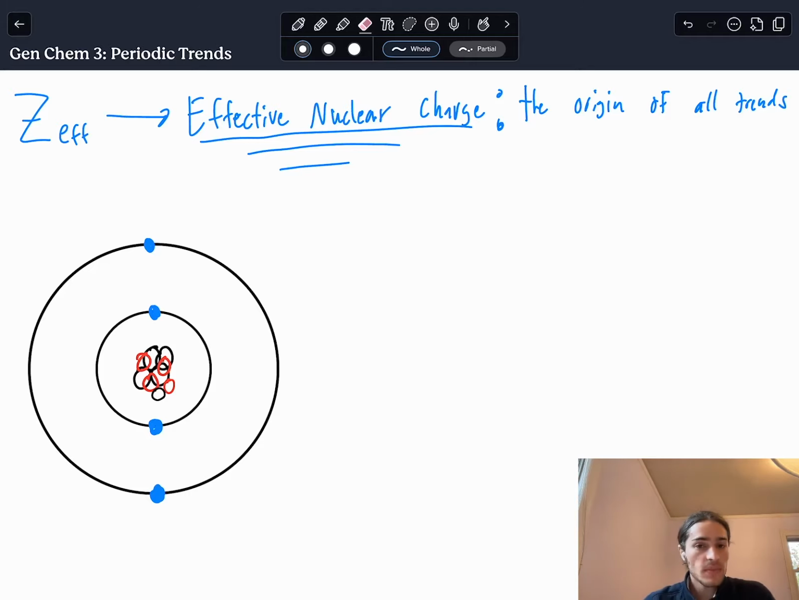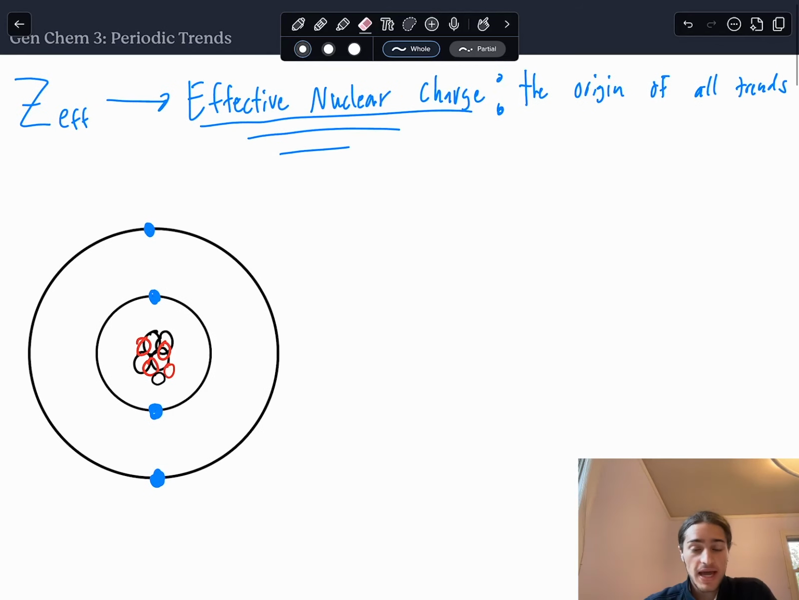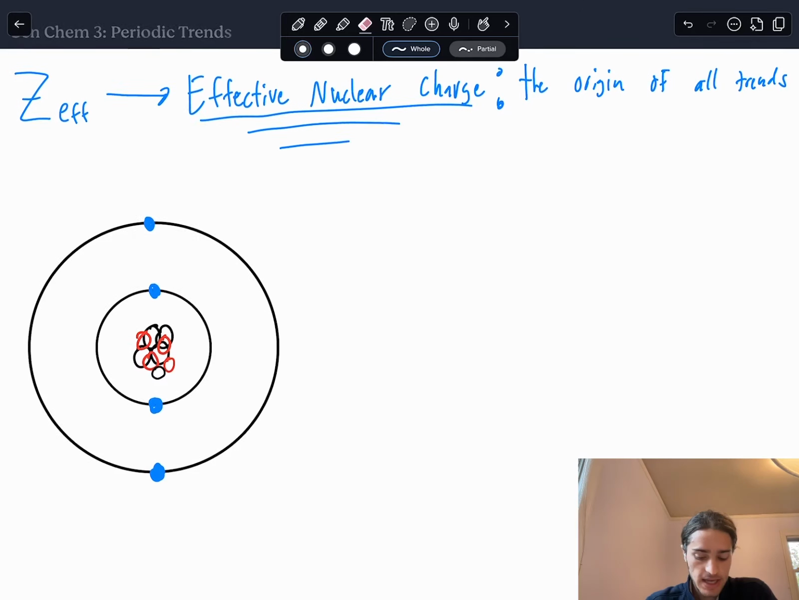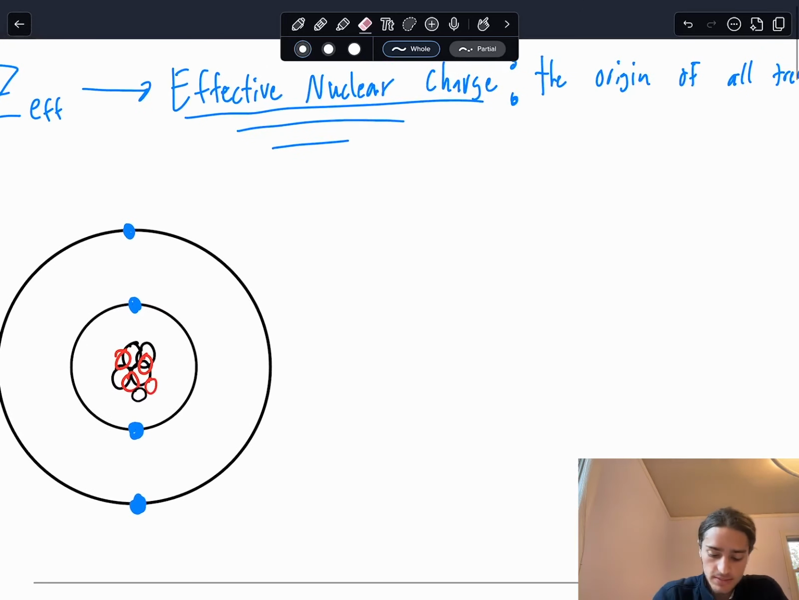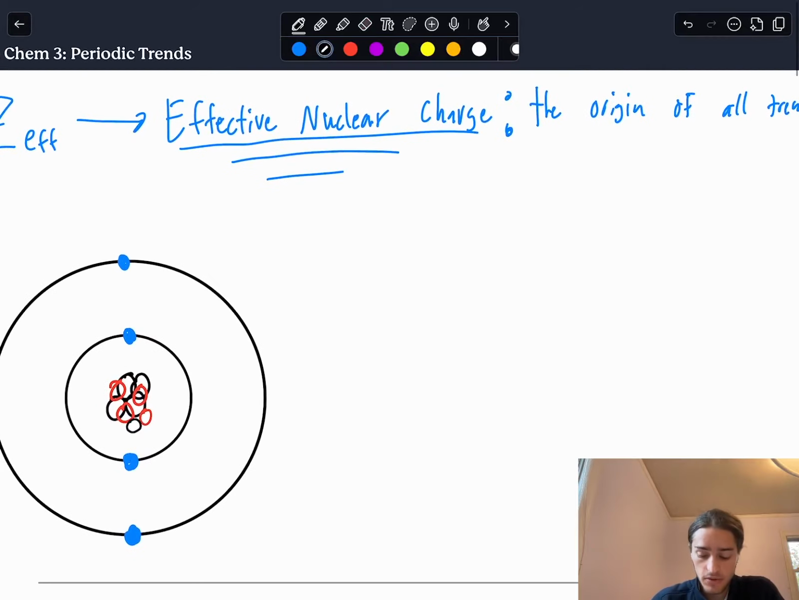Okay, so all that being said, I want to begin with the origin of all trends, which is effective nuclear charge. I would say all the other periodic trends are effective nuclear charge, just in disguise. So I want to spend extra time on this one, and let's break down what it is. Let's break down the words.